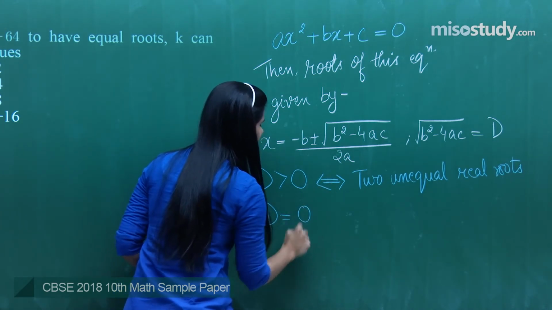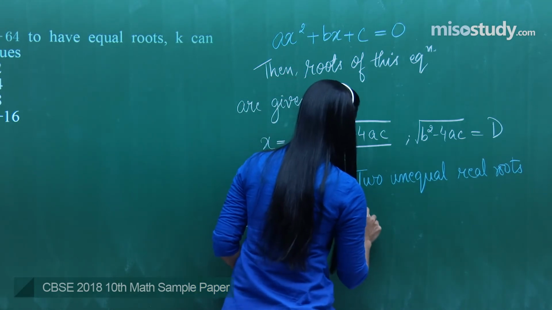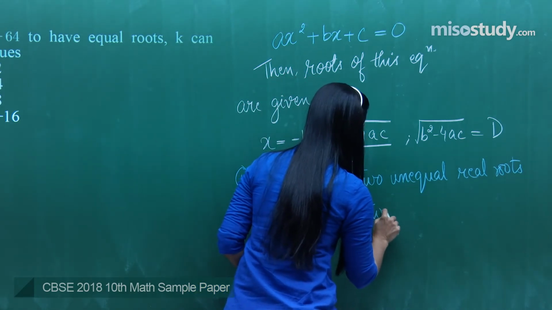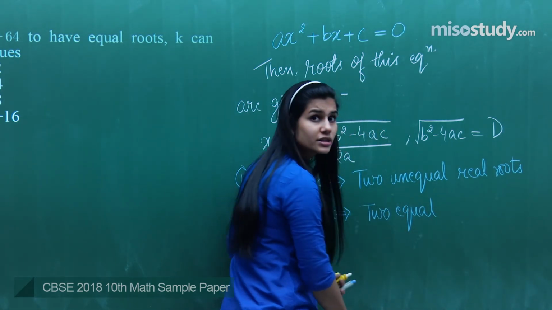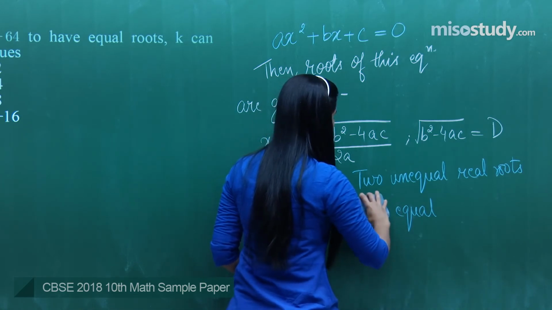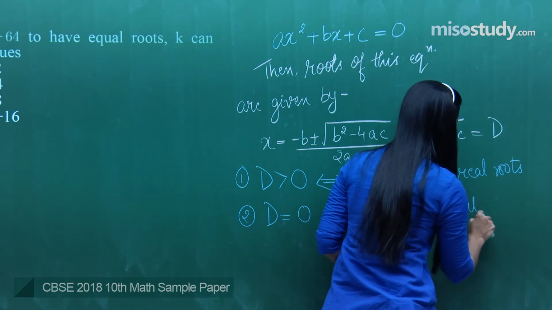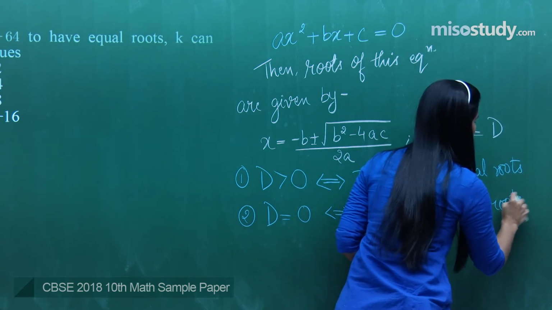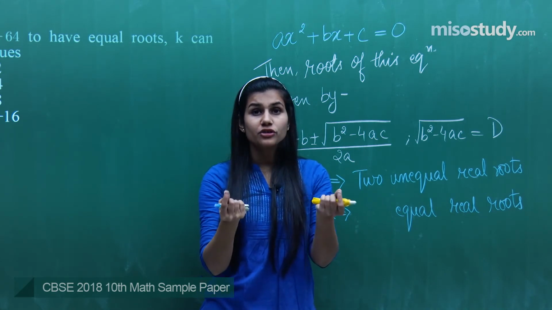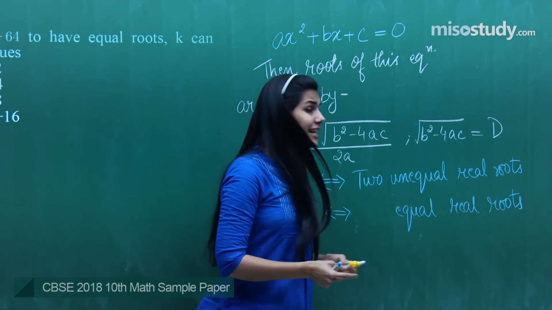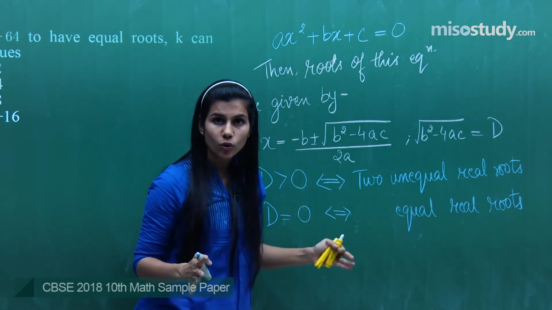If this discriminant is 0, then you are going to obtain, I should not write 2 because if the two roots are equal, they become just 1. So you get equal real roots. That means the two roots of this quadratic equation are equal to each other only and only when the discriminant of this quadratic equation is 0.